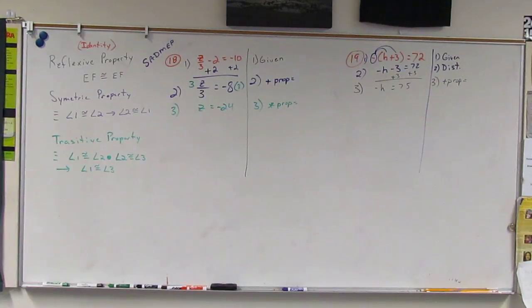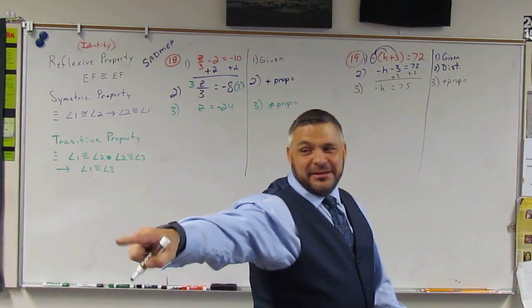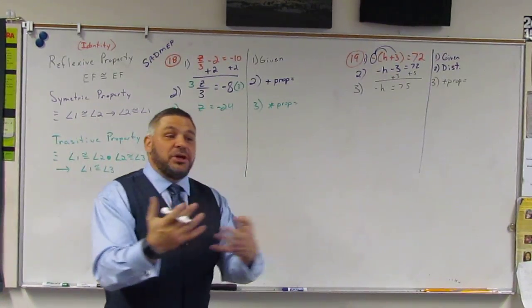Is that negative H? Aren't you supposed to get rid of the negative? How do you get rid of a negative? You've got to make it a positive. Yeah, how? Plus 8? I don't know. What? Divide by -1. Yes, there's two ways to do it.